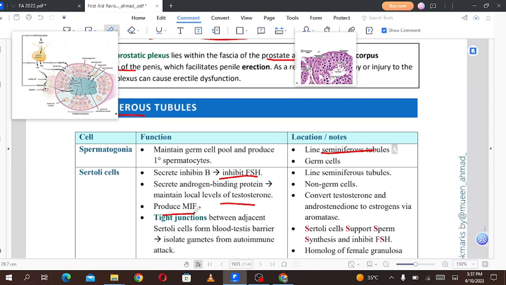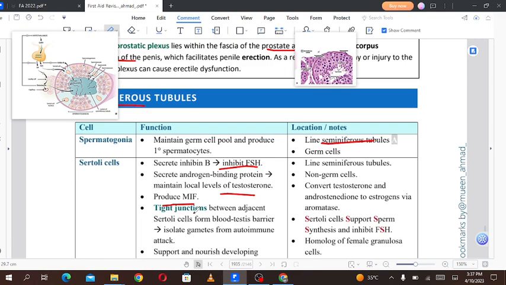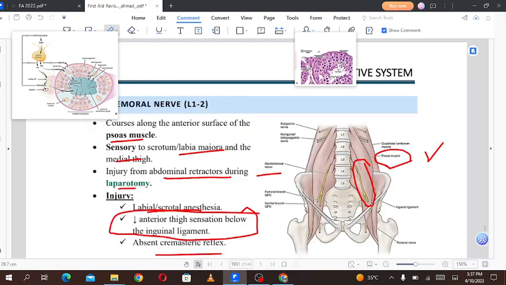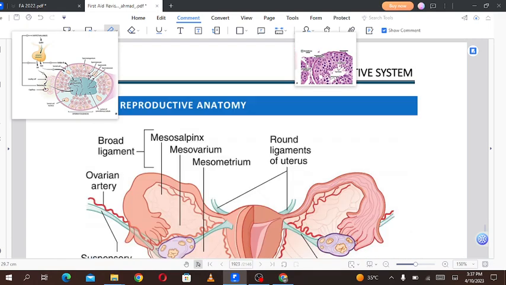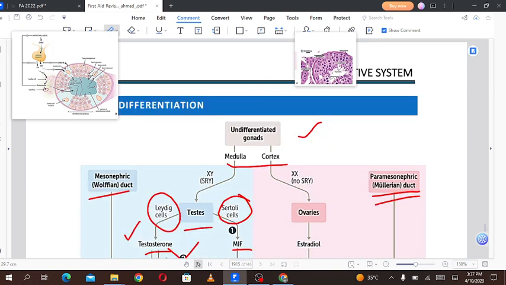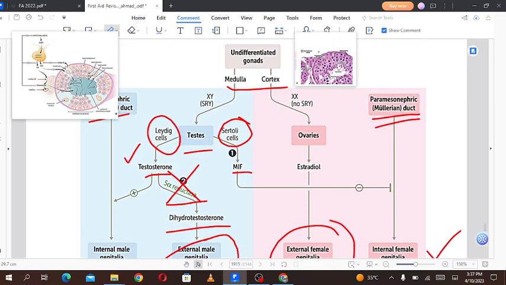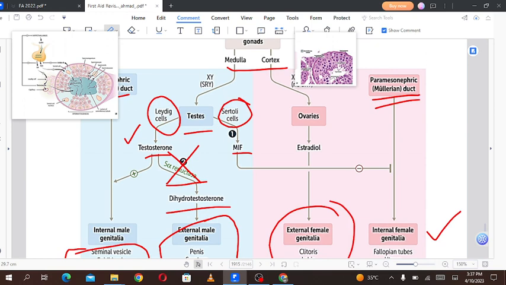We discussed Mullerian inhibitory factor ages ago in the physiology section. Here you can see that the Mullerian inhibitory factor is produced by the Sertoli cells, and it inhibits the growth of the paramesonephric duct. The formation of the paramesonephric or Mullerian duct into the internal female genitalia is inhibited by the Mullerian inhibitory factor, which is produced by the Sertoli cells.